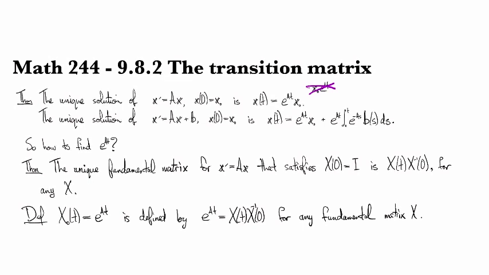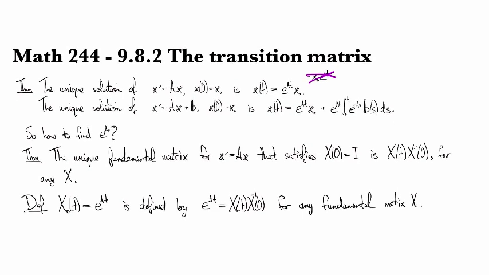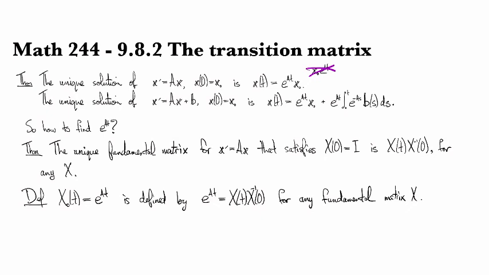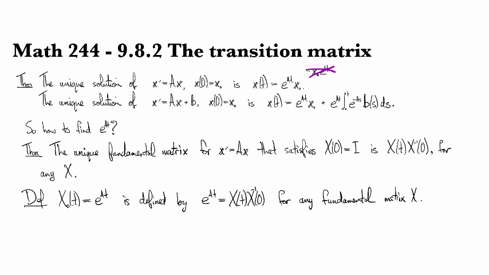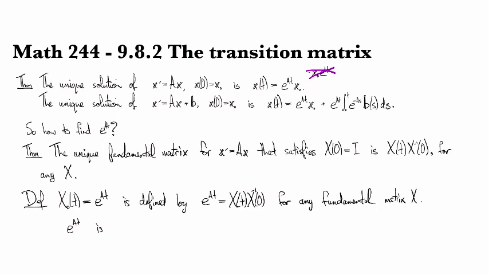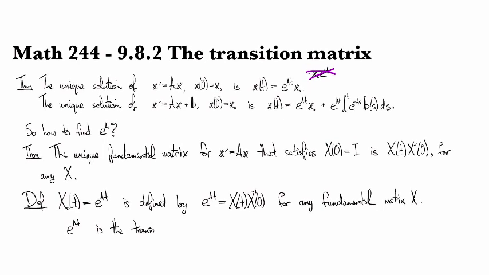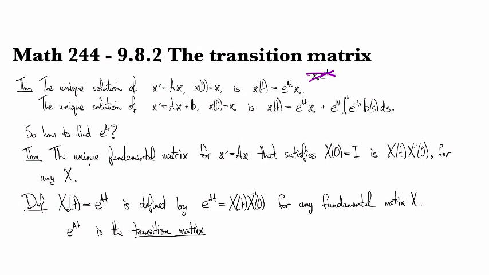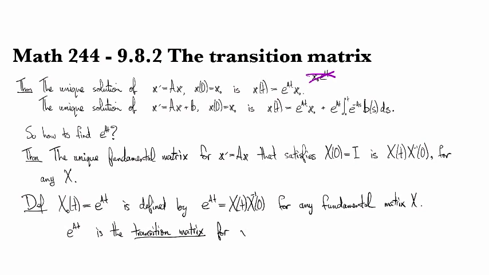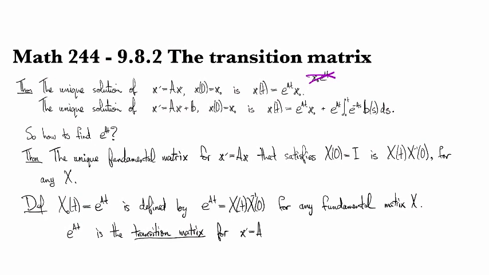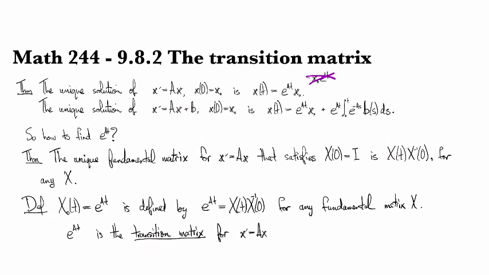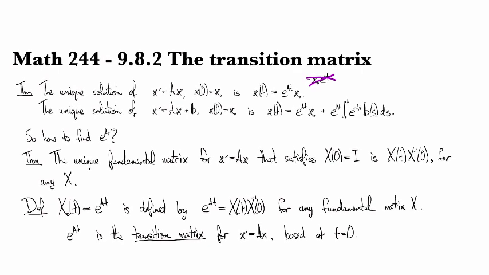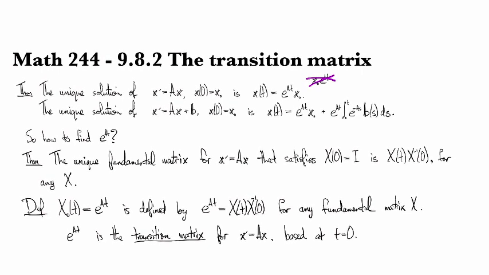So when we look at this one, what do we see? Well, first off, oh, I forgot to give you the name for this thing. Sorry. So e to the At is the transition matrix for x prime equals Ax, based at 0.